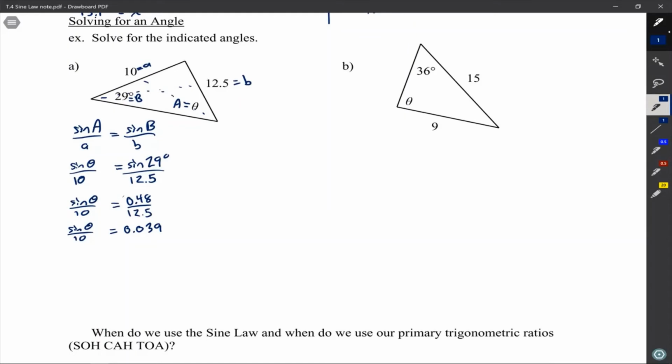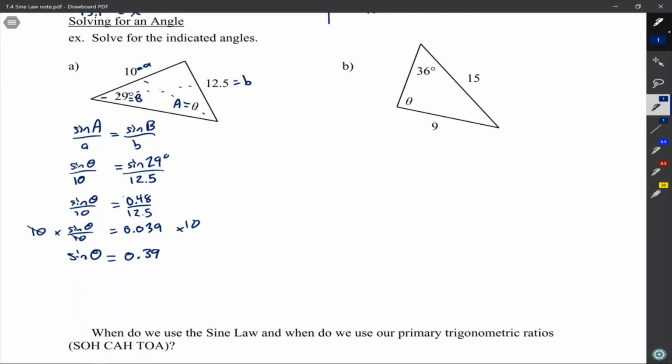Right now, it has a sine function on it, and it's being divided by 10. So first, we're going to deal with the 10. Instead of dividing it by 10, we'll multiply it by 10. We'll do that for both sides. We cancel out on the left side, leaving us with sine theta. And on the right side, we have 0.39.